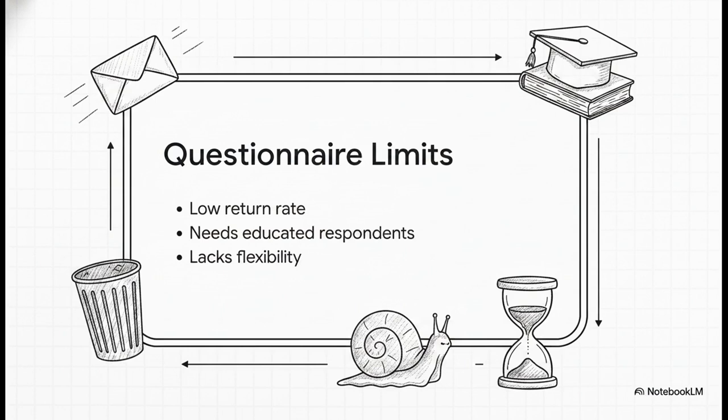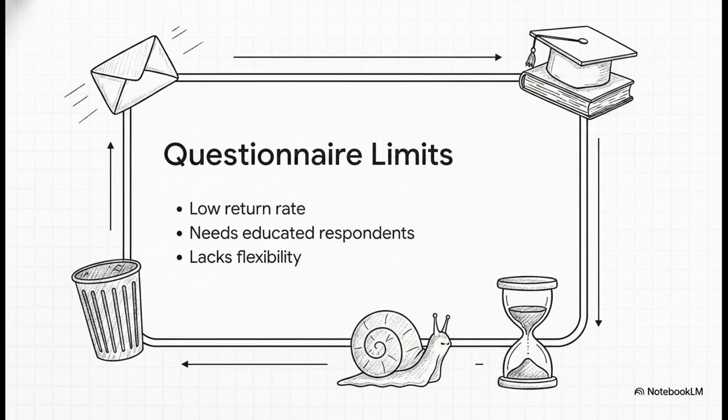The major trade-off for being so incredibly cheap is that you are completely at the mercy of the respondent. The most glaring limitation: a notoriously low rate of return. People get it, toss it in the junk pile, and forget about it. That makes non-response bias super hard to figure out.